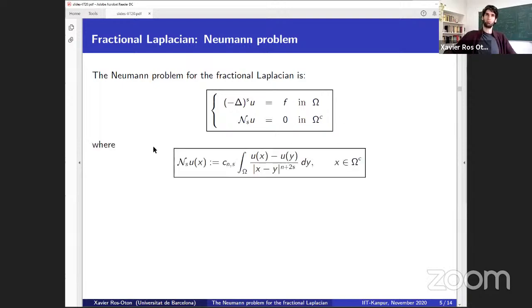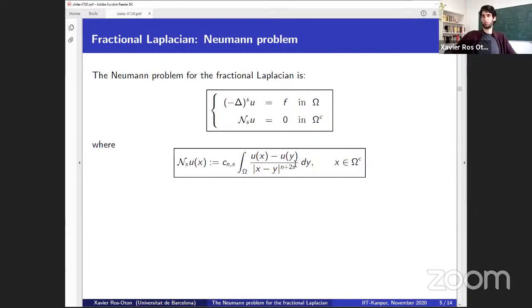Okay, and NS of U is by definition, we will see in a second why this is a natural Neumann problem. So this NS of U is given by this. It's an integral that, for every X outside omega, you measure the interaction between U of X outside and every Y that is inside. So you measure U of X minus U of Y with the kernel of the fractional Laplacian, for every point outside, the interaction with U of Y for Y inside omega. And then this must be zero. This is a kind of non-local flux in a sense. It is the analog of saying that the normal derivative is zero, but this is a non-local version of that.